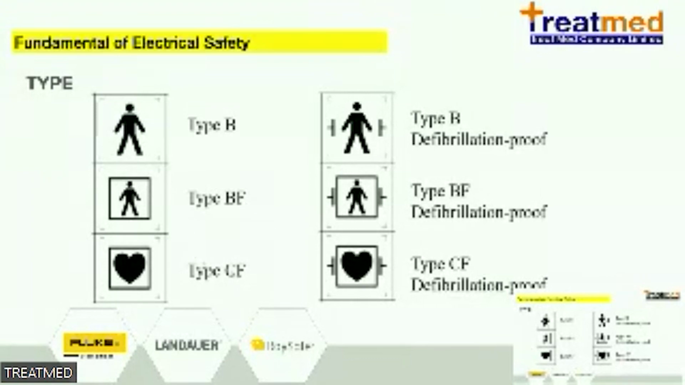Okay, and the last, the CF type. The CF type is the cardiac floating. The cardiac floating applied part is invasive in the patient and attached near the heart, something like this. When electric current comes to the heart through the applied part in the patient, it can shock and kill the patient.